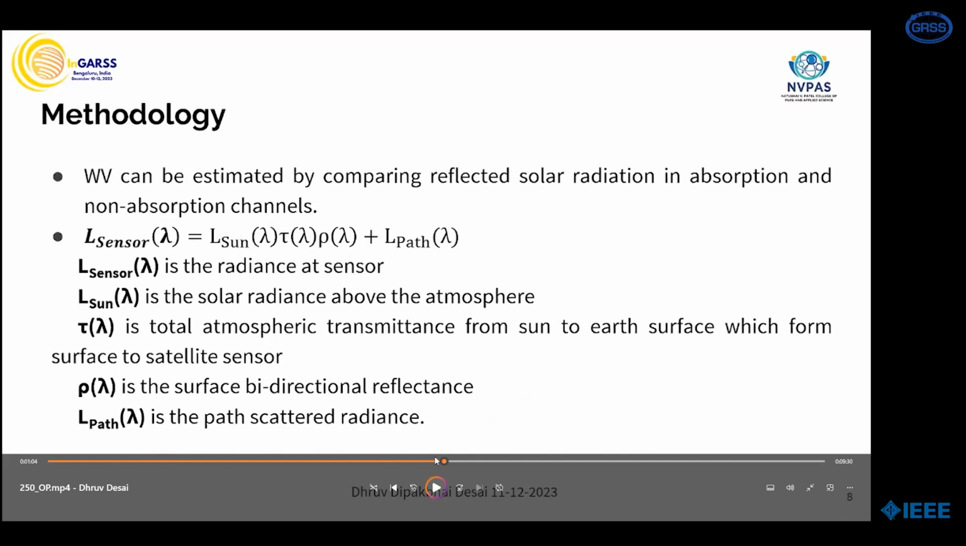In the methodology, I have selected the band ratio channel, which simply means the ratio of the absorption channel of the water vapor in the spectra to the window channel of the spectra. That's the basic meaning of the band ratio method. Without wasting much time, I would like to go to the result section.